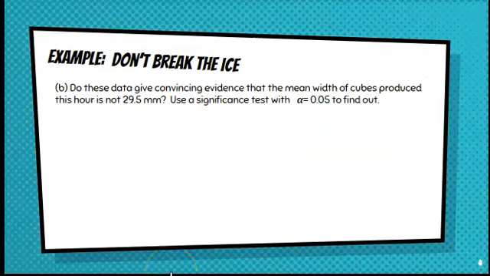All right, B: do these data give convincing evidence that the mean width of cubes produced in this hour is not 29.5 millimeters? Use a significance test with an alpha of 0.05 to find out. So I'm going to do my state, plan, do, conclude. One of the first things I have to do is come up with my hypotheses. This phrase right here is really telling: we want to know if it's not 29.5 millimeters. That means our alternative will be a two-sided test, a not equal to 29.5. That also means our null will be equal to 29.5. And it's a mean, so I want to make sure to use mu as my parameter.